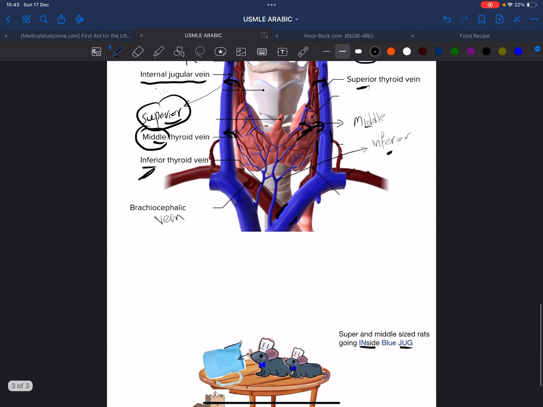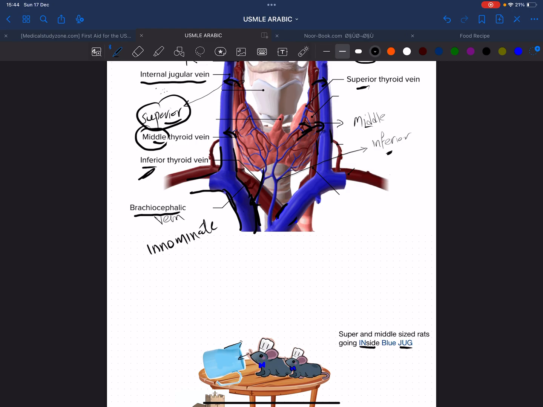However, the inferior thyroid vein drains into the brachiocephalic vein, which is this big trunk. This trunk is formed by the union of the subclavian vein and the internal jugular vein. They unite together to form this trunk, which is called the brachiocephalic vein or trunk. Sometimes it has another name, which is called innominate.